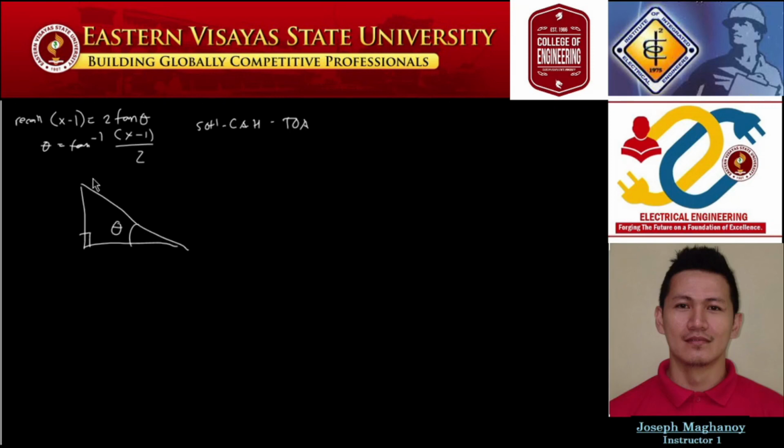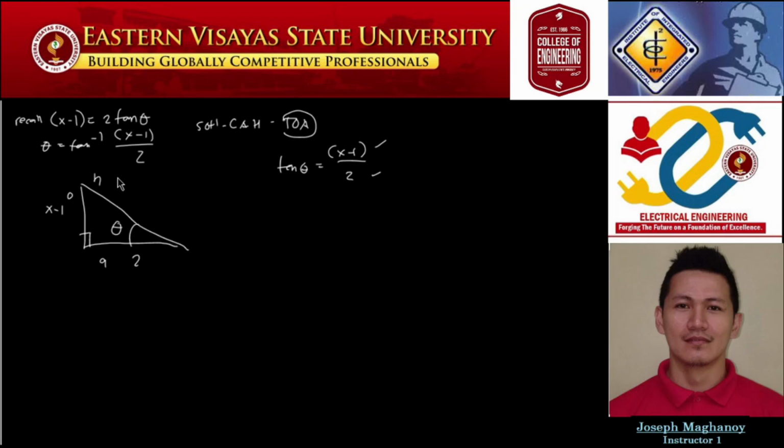So this is your hypotenuse, this is your opposite, and this is your adjacent. For tangent theta, opposite you have x minus 1, and adjacent is 2. So you already have the values of your opposite and adjacent. Substitute them into your right triangle. So you have opposite, that is x minus 1, and your adjacent, 2.